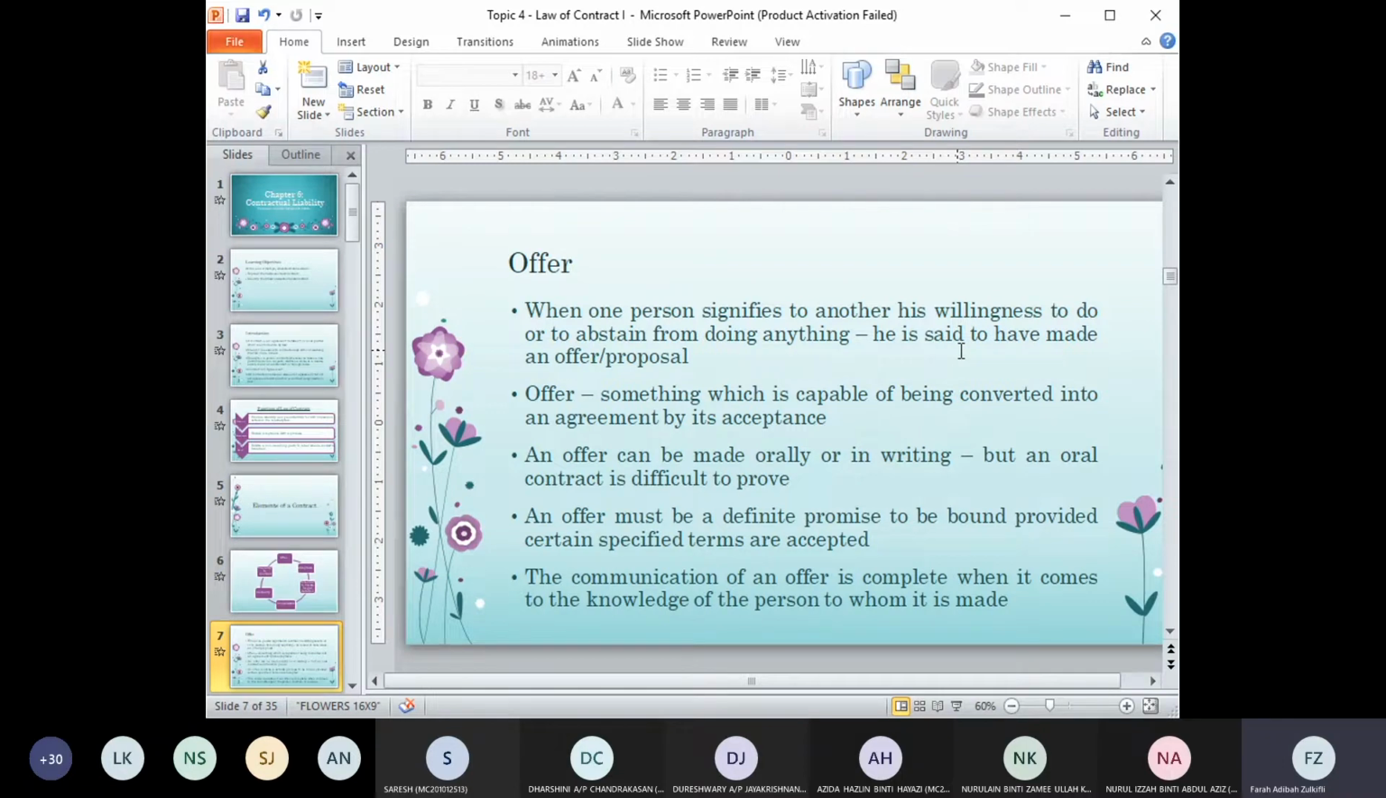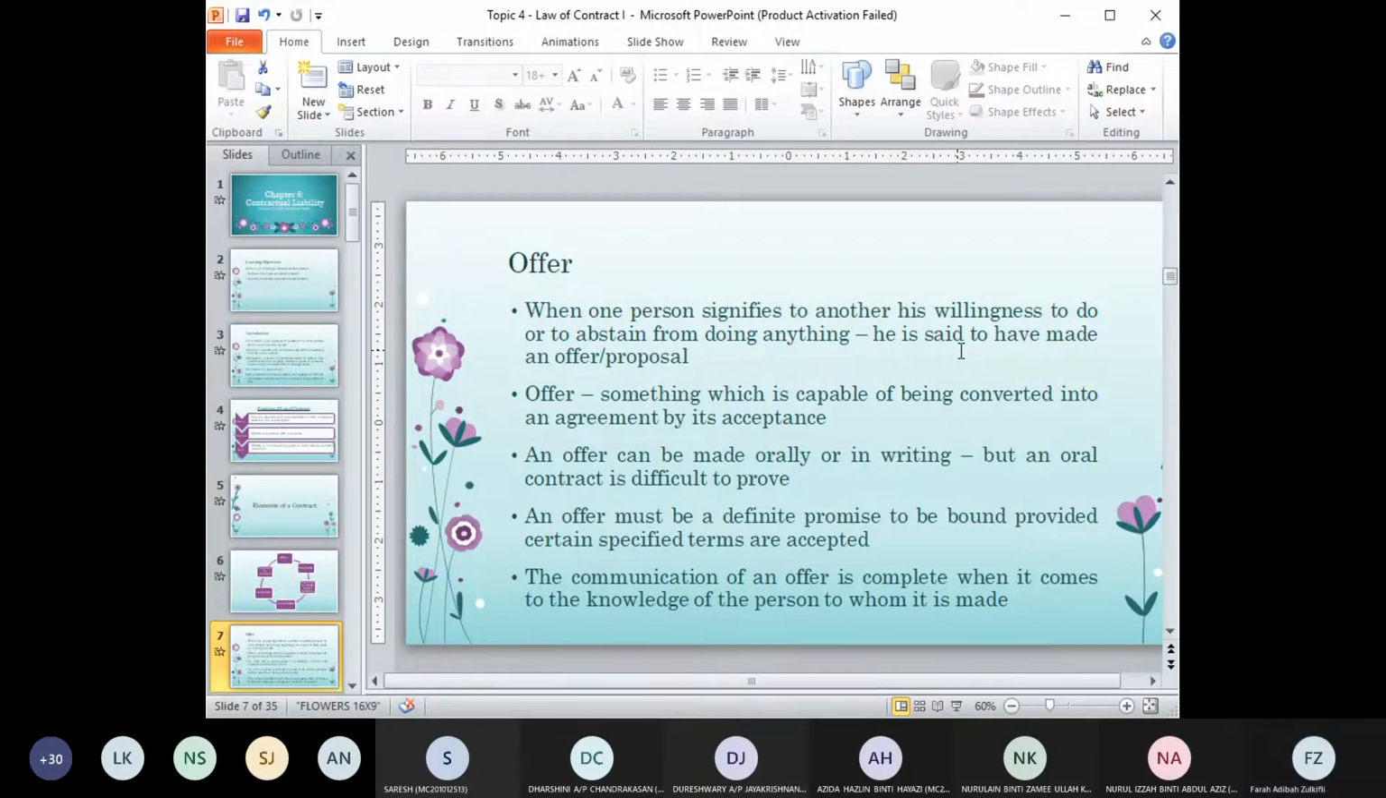Okay, so an offer must be a definite promise to be bound, provided certain specified terms are accepted. So when you make an offer, you must be ready to fulfill your obligation inside the offer. So if you want to offer, for example, you want to offer to sell a house to someone else. For example, you have a house and you want to sell the house to someone else. So you must make sure that if the other party agrees to buy your house, you have to sell the house.